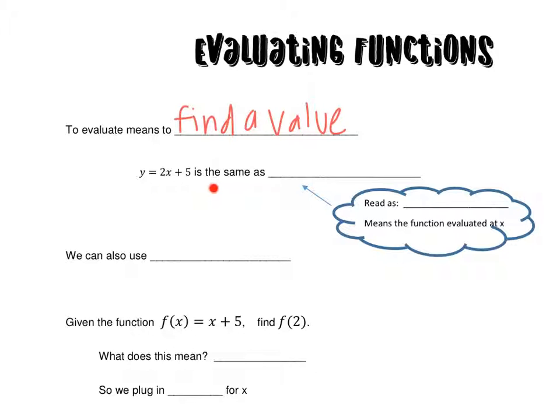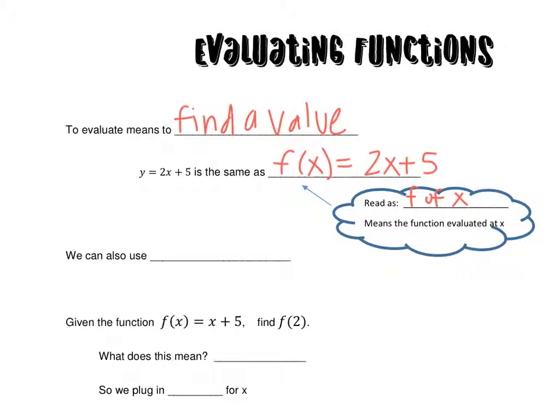You've probably seen equations like y equals 2x plus 5. That's the exact same thing as f of x equals 2x plus 5. And we're going to be focusing today on this notation, f of x equals 2x plus 5. So when you see this weird f(x) in parentheses thing, remember that is just read as f of x. What that means is that we're taking a function and we're evaluating it at x.